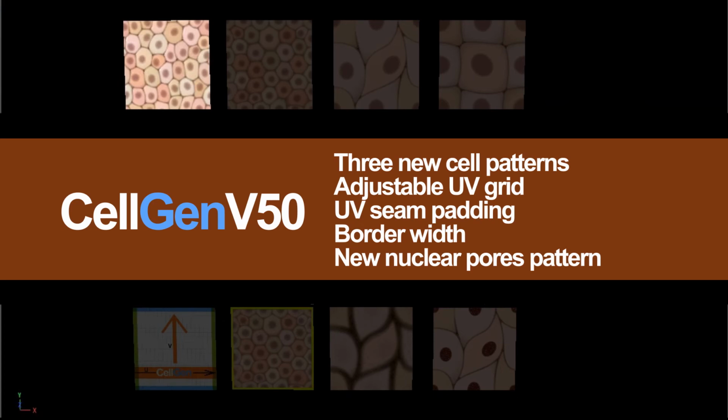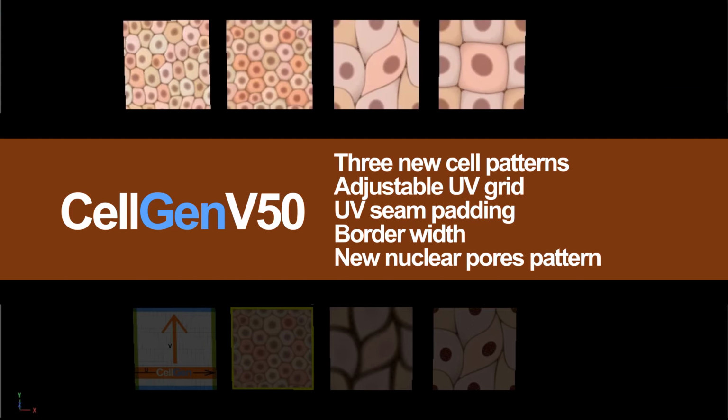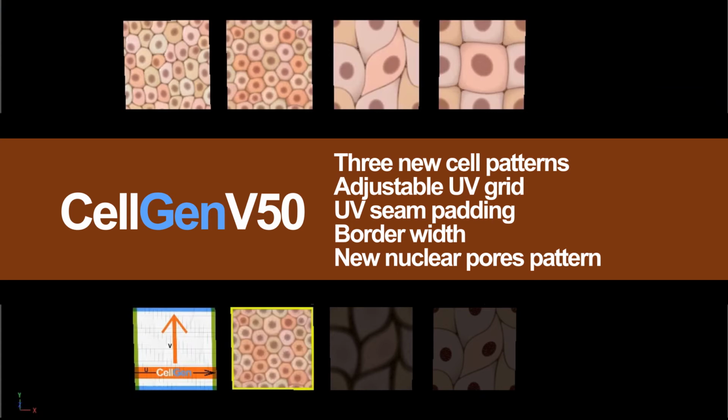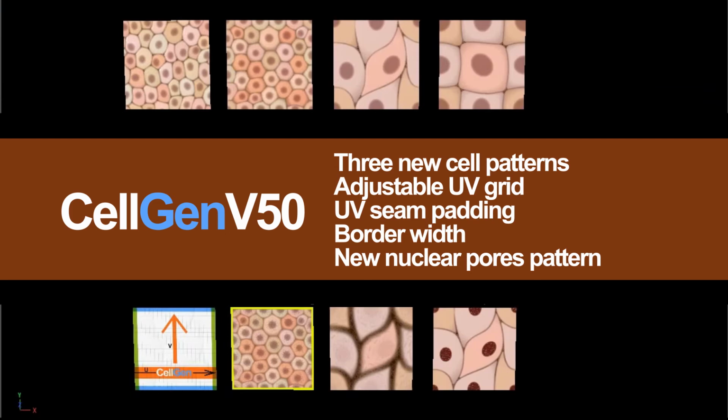Welcome to CellGen v50. New features include 3 new cell patterns, a UV grid pattern with an adjustable number of rows and columns, a UV seam padding feature that scales down the whole pattern, an adjustable border width to thicken the borders, and also a new nuclear pore pattern that is highly adjustable.